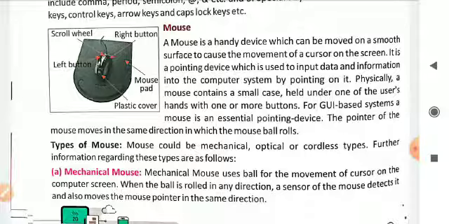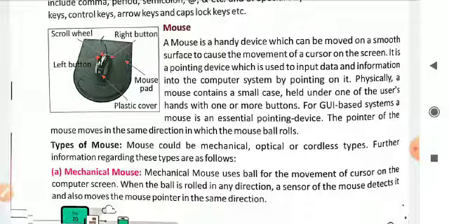So mouse को हम handy device कहते हैं children, क्योंकि इसको हम हमेशा हाथ में ही रखते हैं. And we can move it on a smooth surface to cause the movement. If we want any movement, so we move it. It is a pointing device which is used to input data and information. We can point out anything by the mouse.